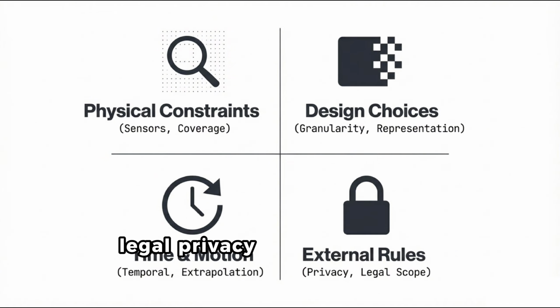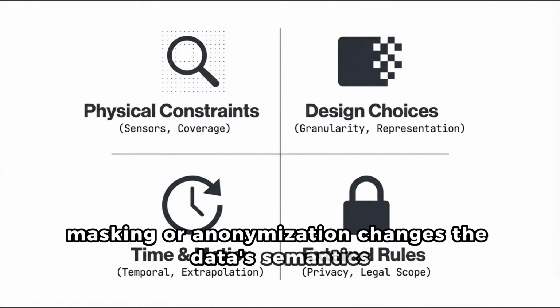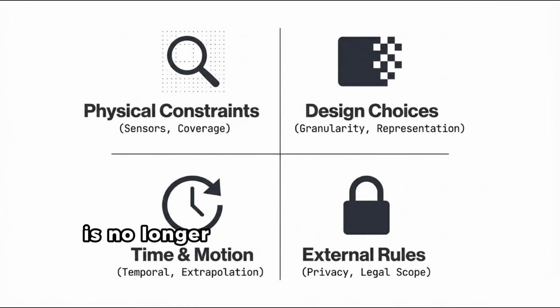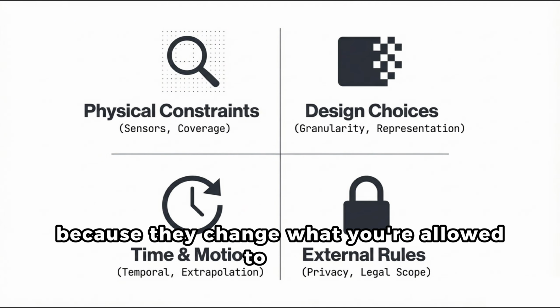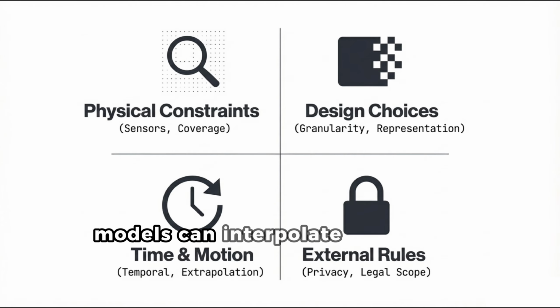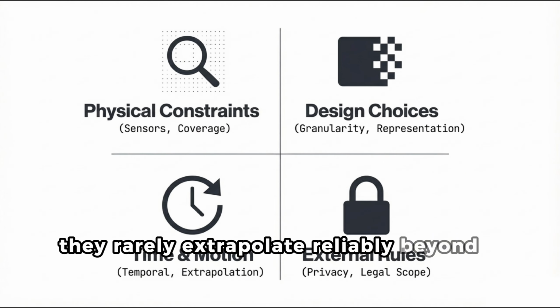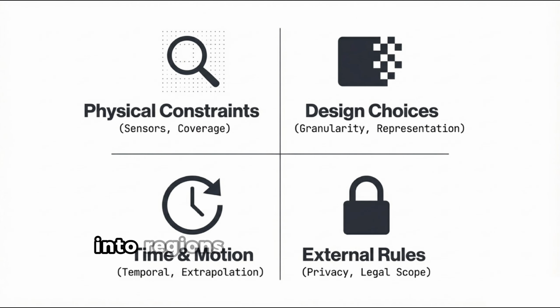Legal, privacy, and policy limits. Regulations may prevent you from collecting or sharing certain attributes. Masking or anonymization changes the data's semantics. A hashed identifier is no longer a direct key to personal identity. These limits matter because they change what you're allowed to infer. Modeling and inference limits. Machine learning models can interpolate within the domain they saw during training. They rarely extrapolate reliably beyond it. If your production data moves into regions your model never saw, predictions become guesses, not evidence-backed inferences.